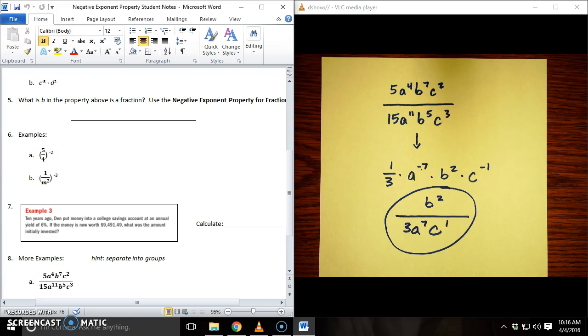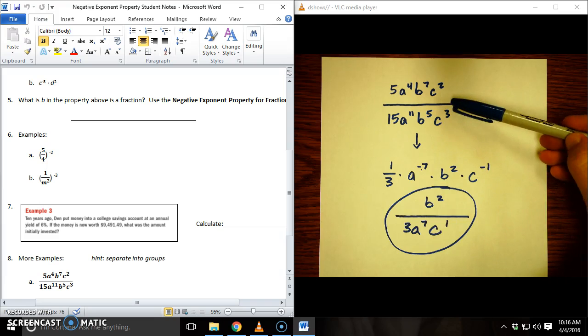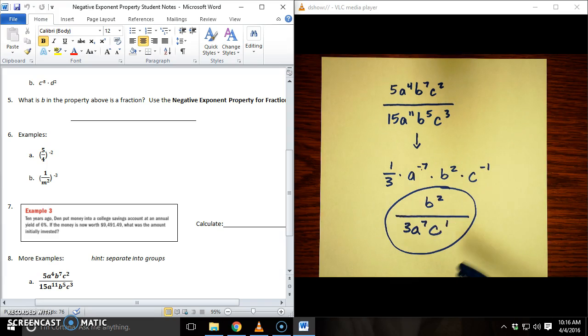To check these, you plug in numbers for, in this case, a, b, and c in the original, and then check it with the final answer. And then you'll know you have an equivalent expression.